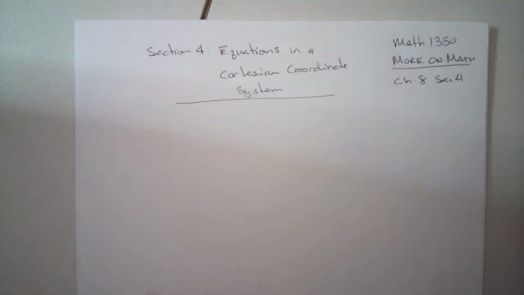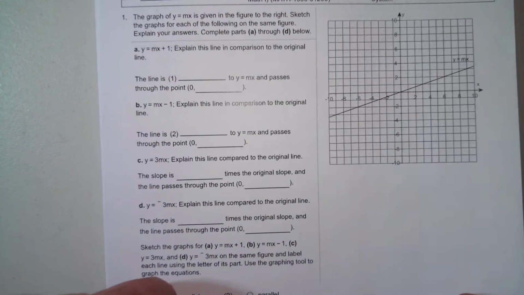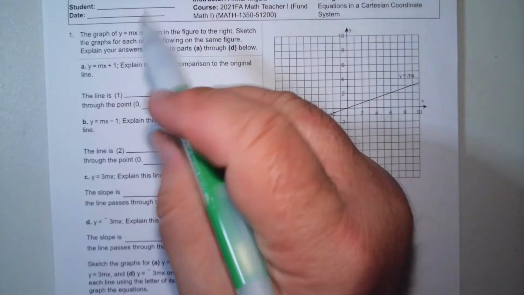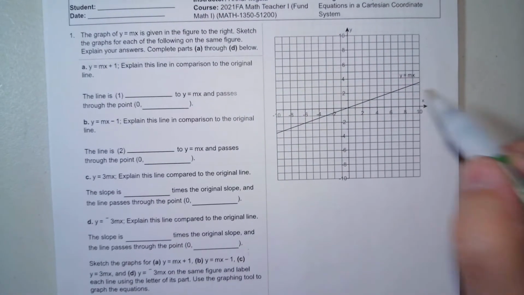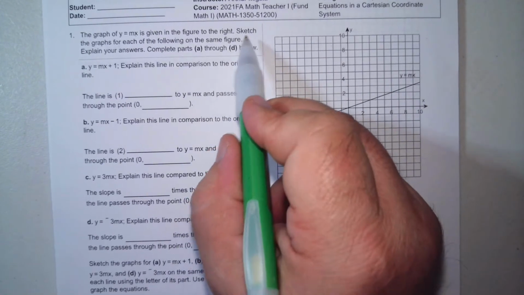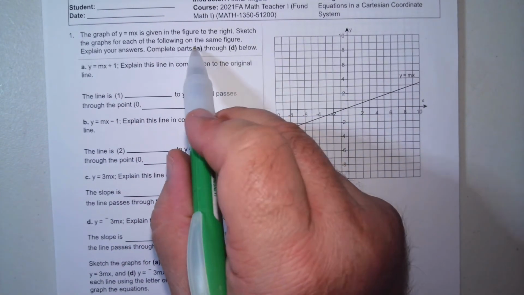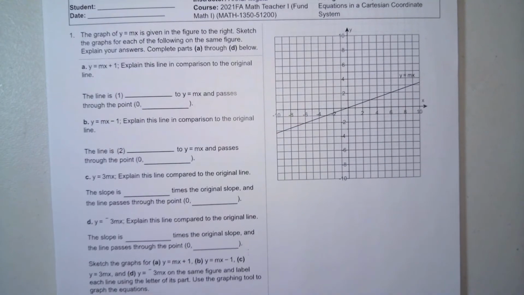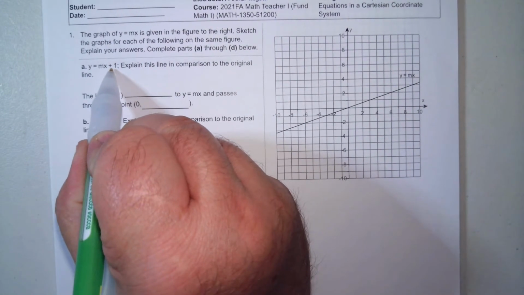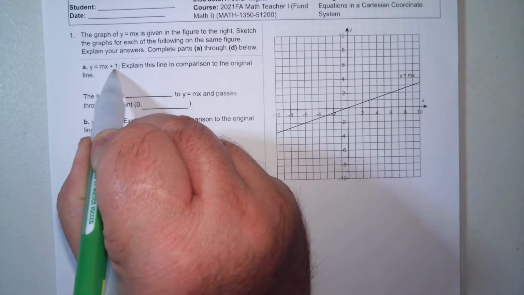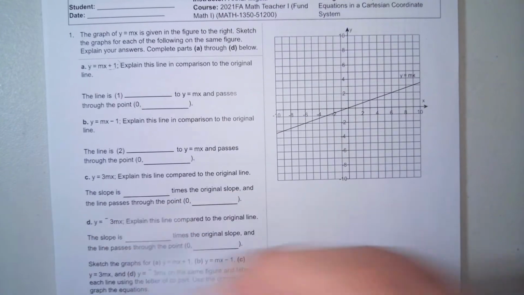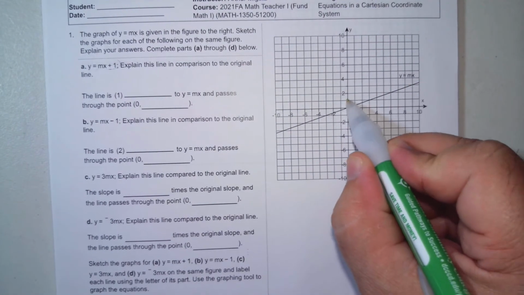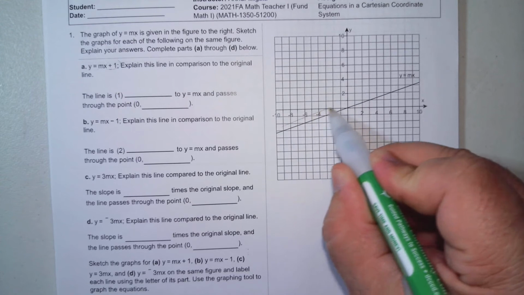All right, so let's see here. The first one. The graph of y equals mx is given to the right. Sketch the graph for each of the following on the same figure. Y equals mx plus 1, all it did was raise 1. So if this is the line, all it did was go up 1. So it looks like this.